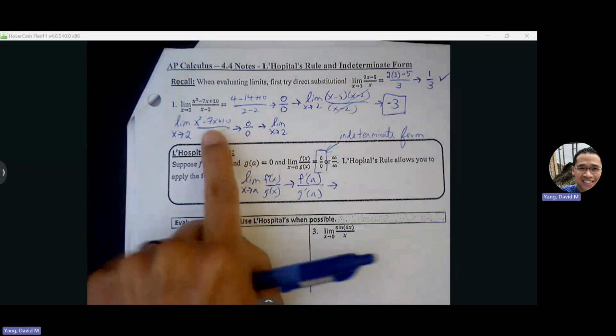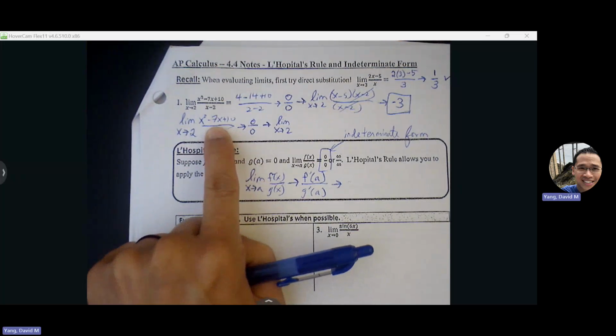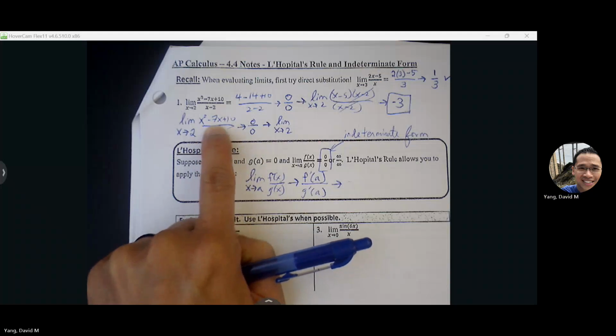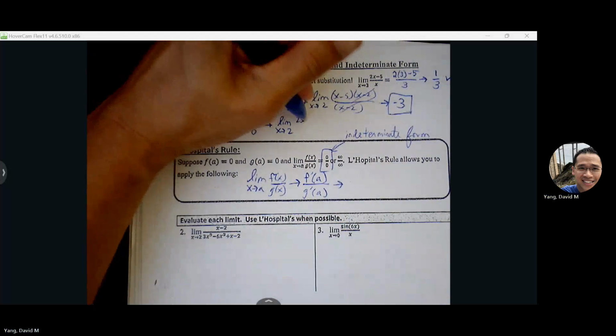So now that it gives us 0 over 0, we can do this. Okay, we're going to take the derivative of the numerator. So what's x squared minus 7x plus 10? What's that derivative using power rule? Okay, 2x minus 7.